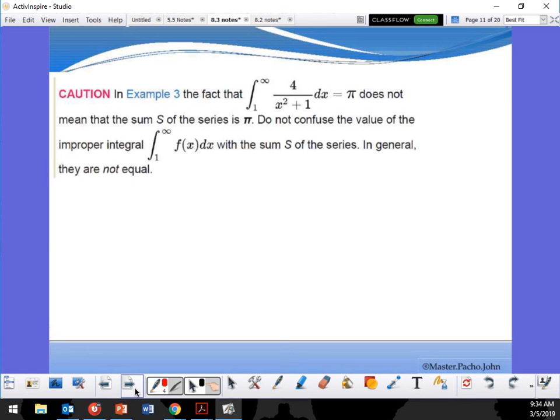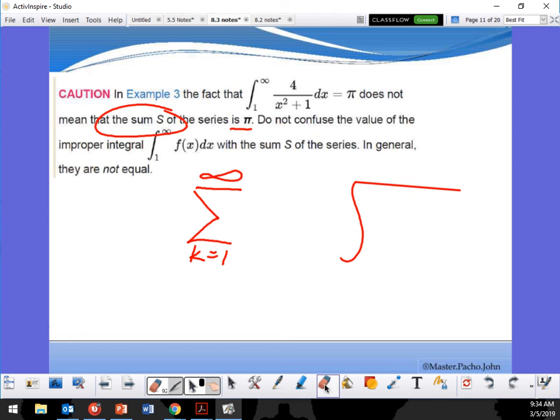Now, this last thing, because I'm going to cut you off a little earlier today. The fact that this one goes to pi does not mean that the sum of the series is pi. Do not confuse the value of the improper integral with the sum of the series. The sum of the series is this, whereas the improper integral from 1 to infinity is different.